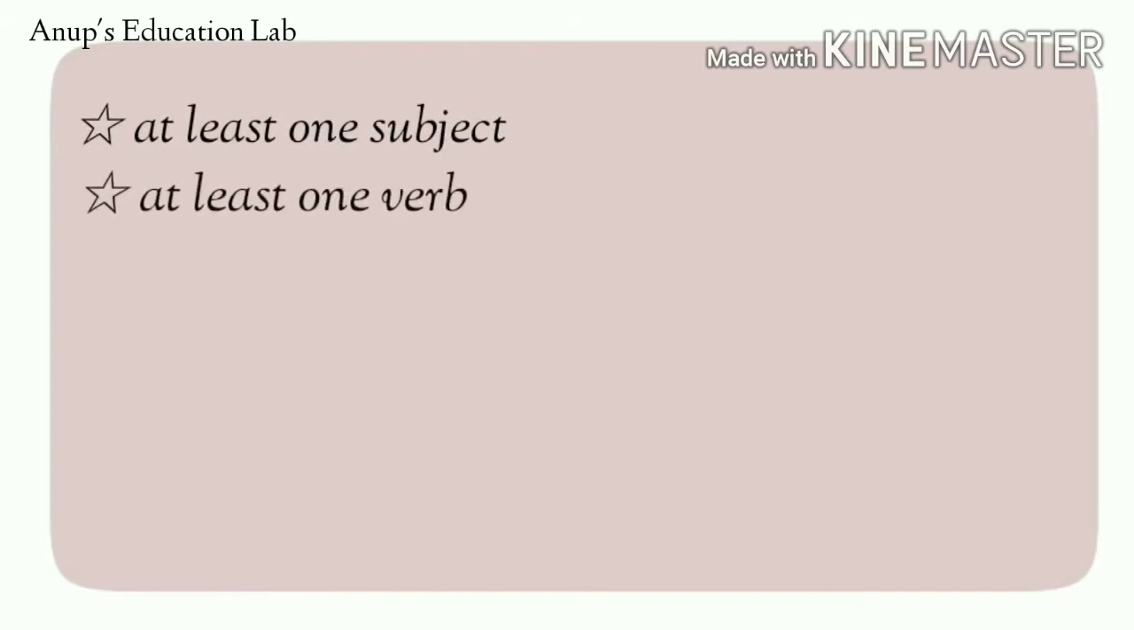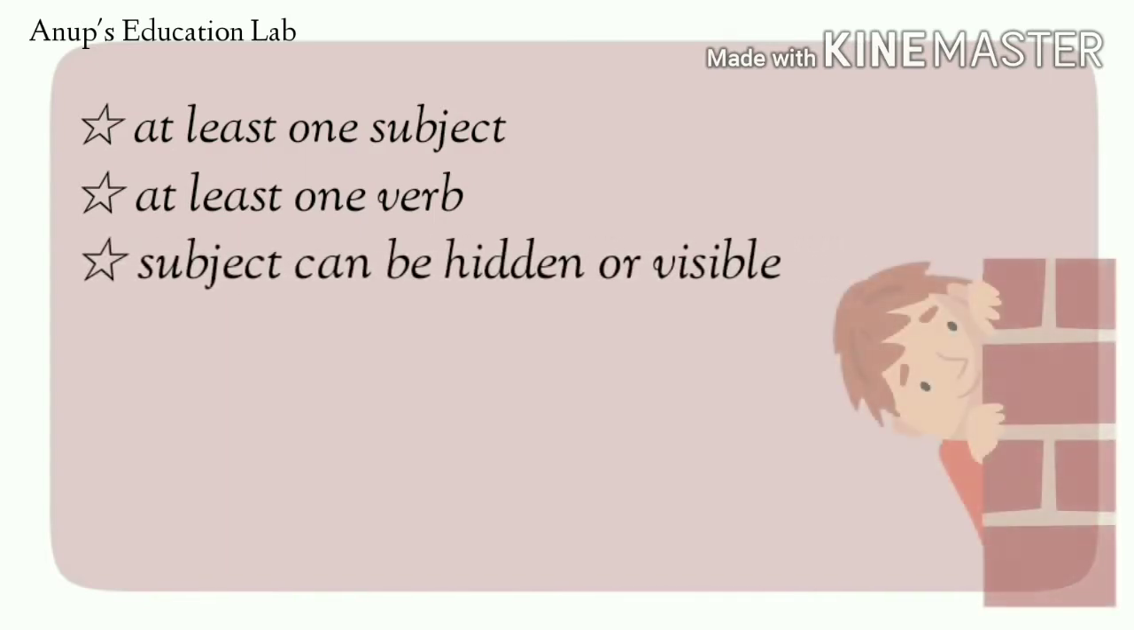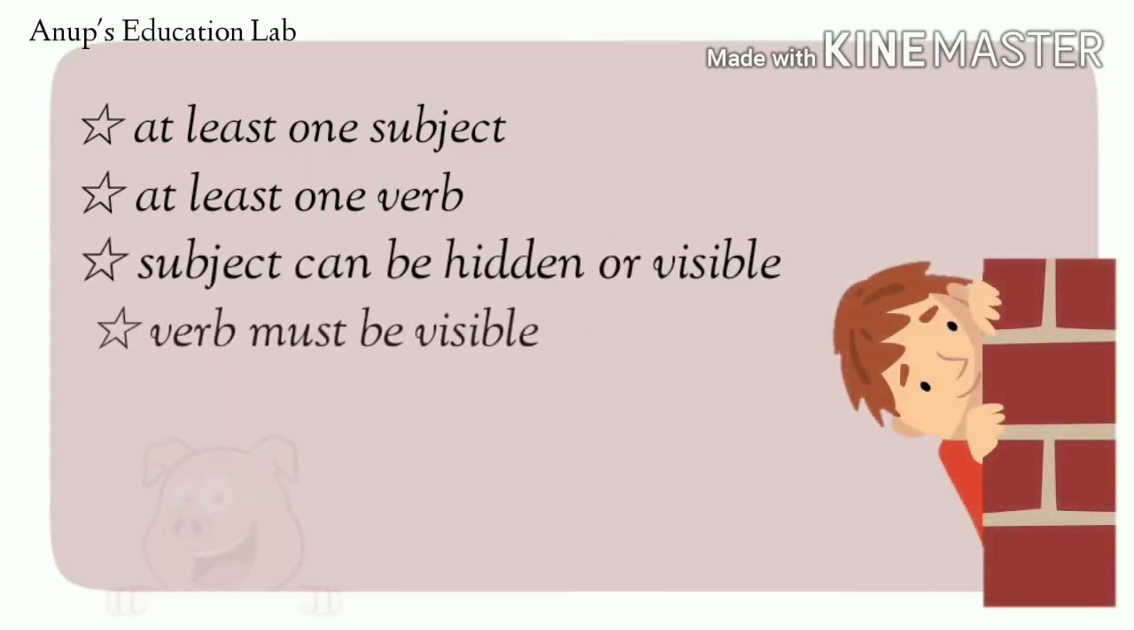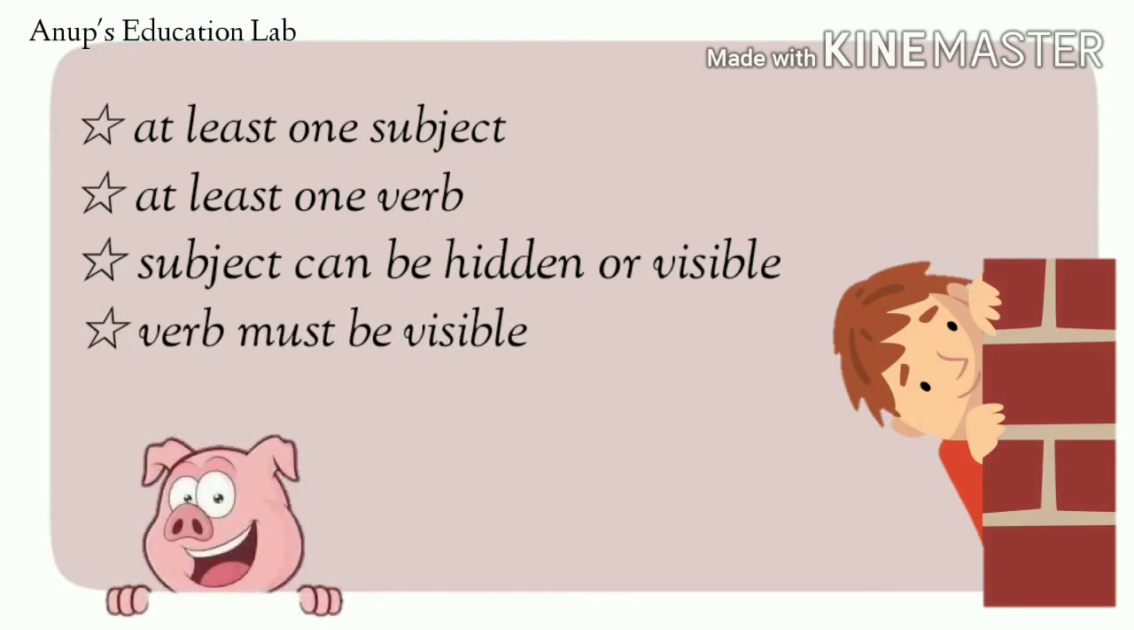Ideally, a sentence requires at least one subject and at least one verb. Sometimes, the subject of a sentence can be hidden, but the verb must be visible and present in the sentence. A verb is called the heart of a sentence. Let us see an example. Do it. This is a complete short sentence. In this sentence, subject you is hidden, but the verb do is visible.